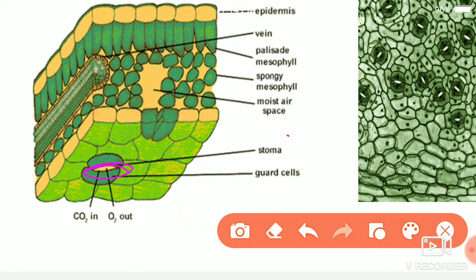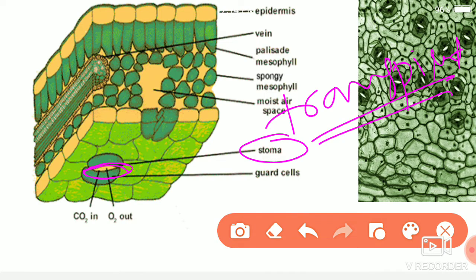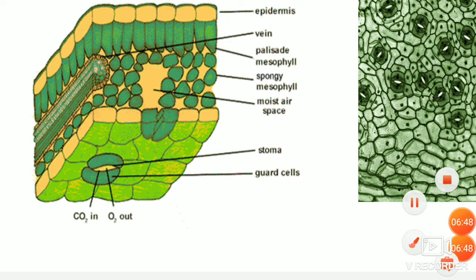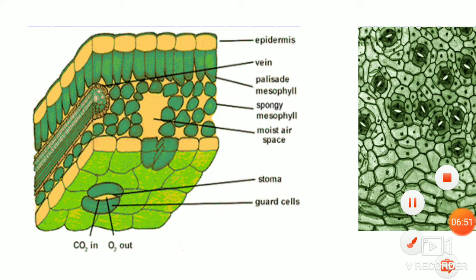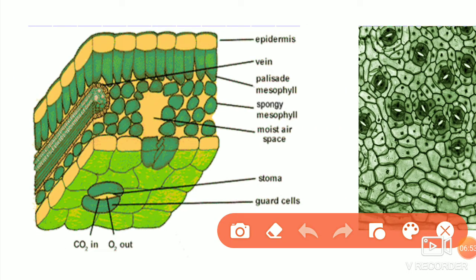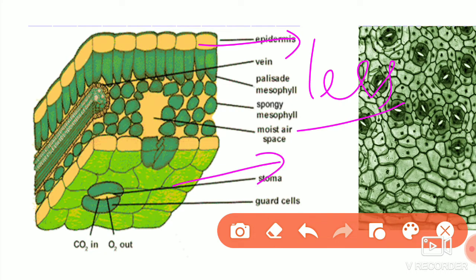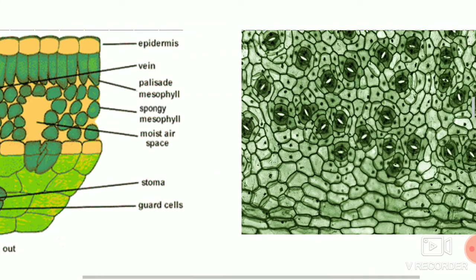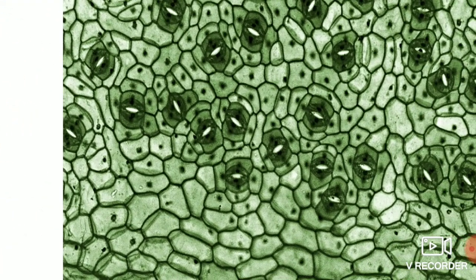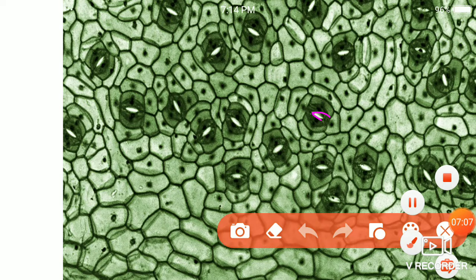Stomata are small openings through which transpiration takes place. Transpiration happens here in the stomata. In the upper epidermis the stomata will be less, and in the lower epidermis the stomata will be more. You can see the stomata, a small opening, transparent.